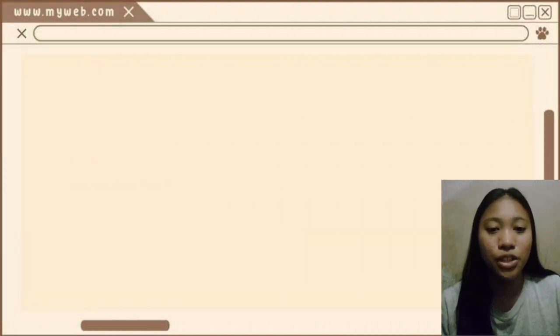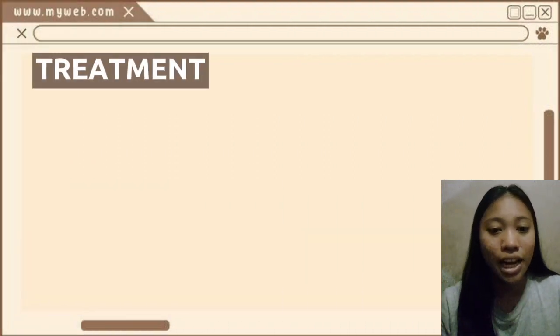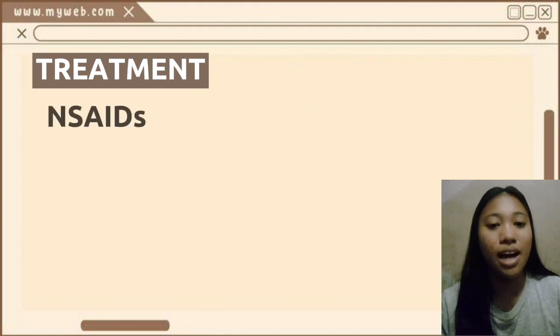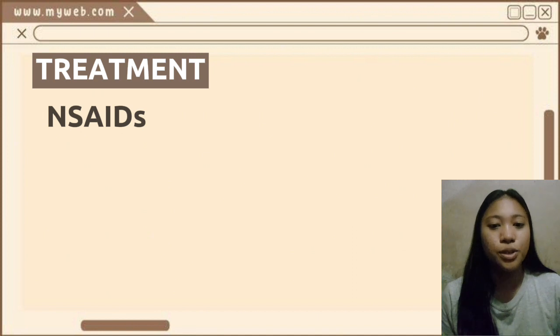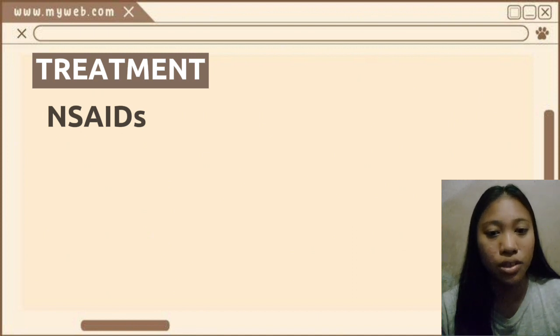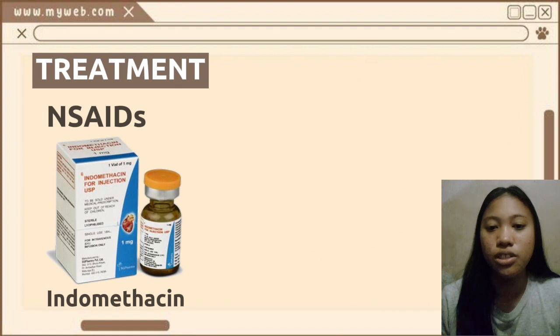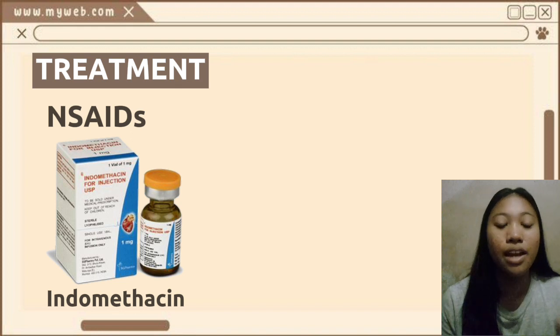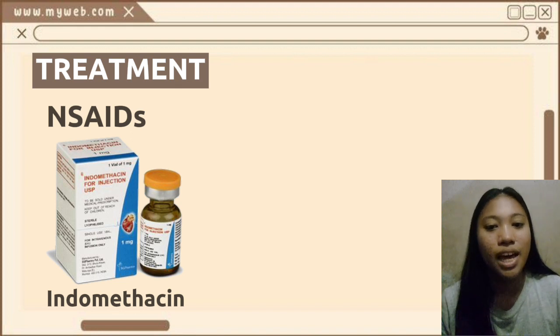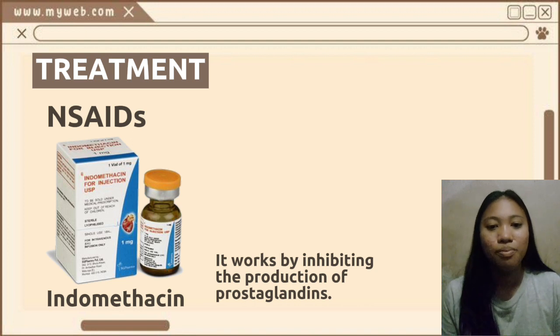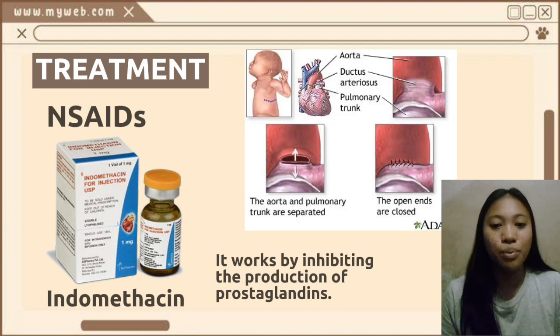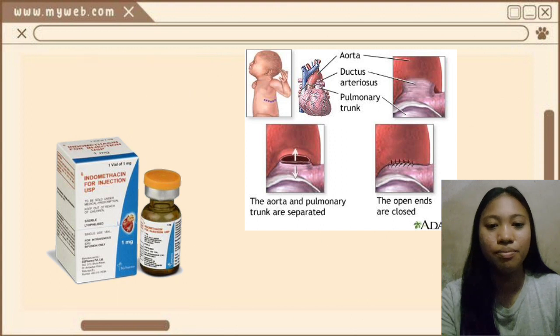Healthcare providers may treat patent ductus arteriosus with medication, including non-steroidal anti-inflammatory drugs or NSAIDs. Medications may encourage patent ductus arteriosus closure, such as indomethacin injection. It is used to treat PDA in premature infants who weigh between 500 and 1,750 grams. Indomethacin works by inhibiting the production of prostaglandins. Healthcare providers may treat PDA with surgical procedures too.